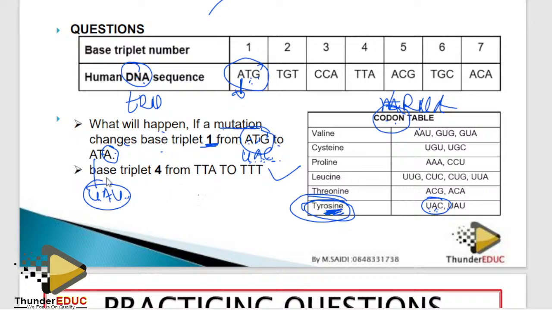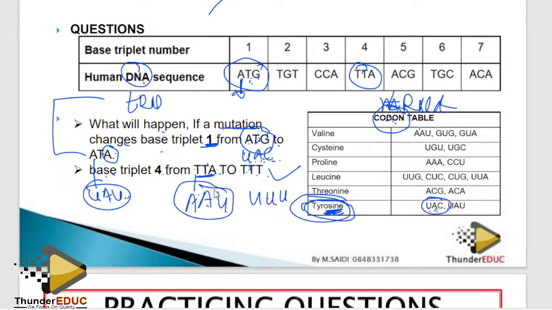Then, what about base triplet number 4? So this is the first instance. The second instance: what will happen to a protein if the base triplet number 4, ATA, is changed to ATT? I have to convert it because the DNA needs to be in messenger RNA. ATA is going to be: T goes with A, U, and then this one is going to be U. So now I say that this will change into this. This will code for this, and this will code for this. Cool. That's point number 1.